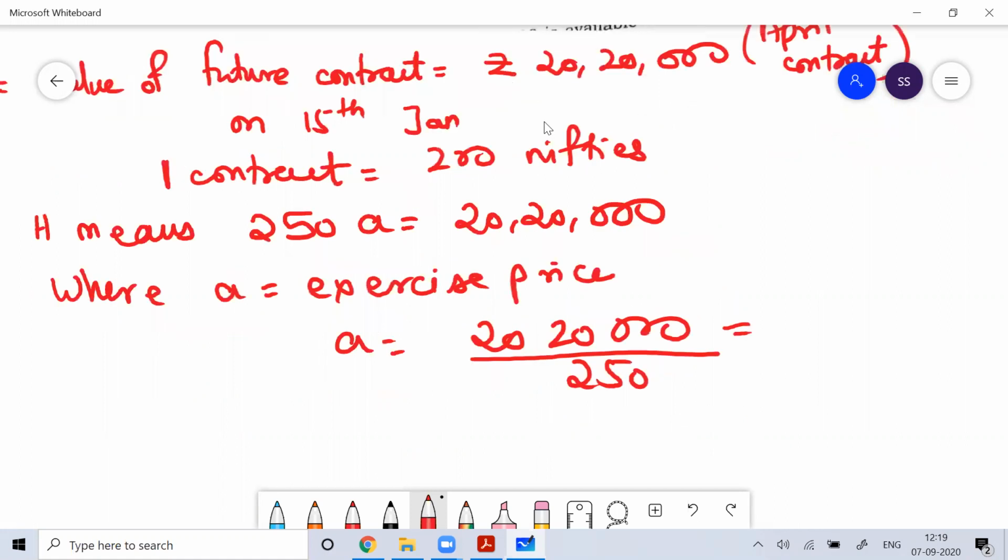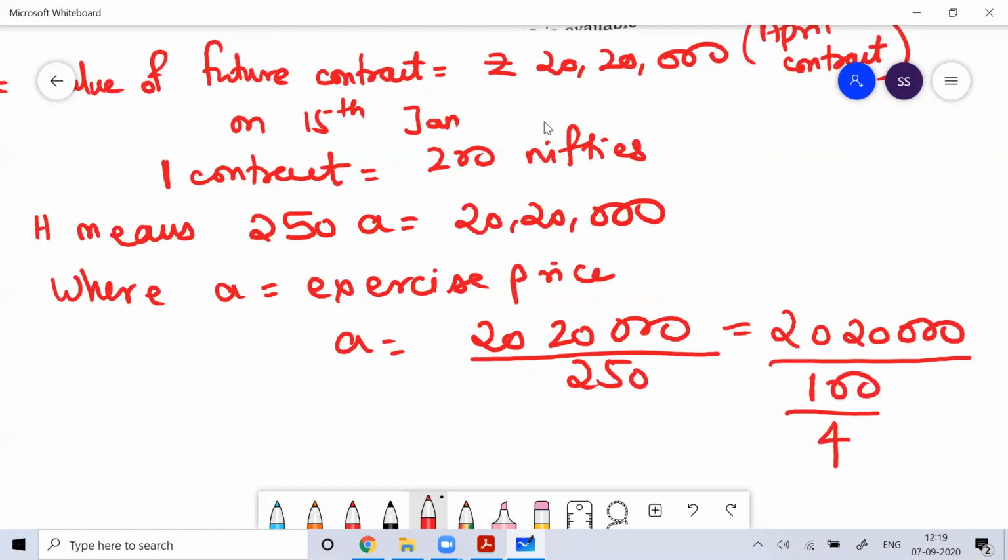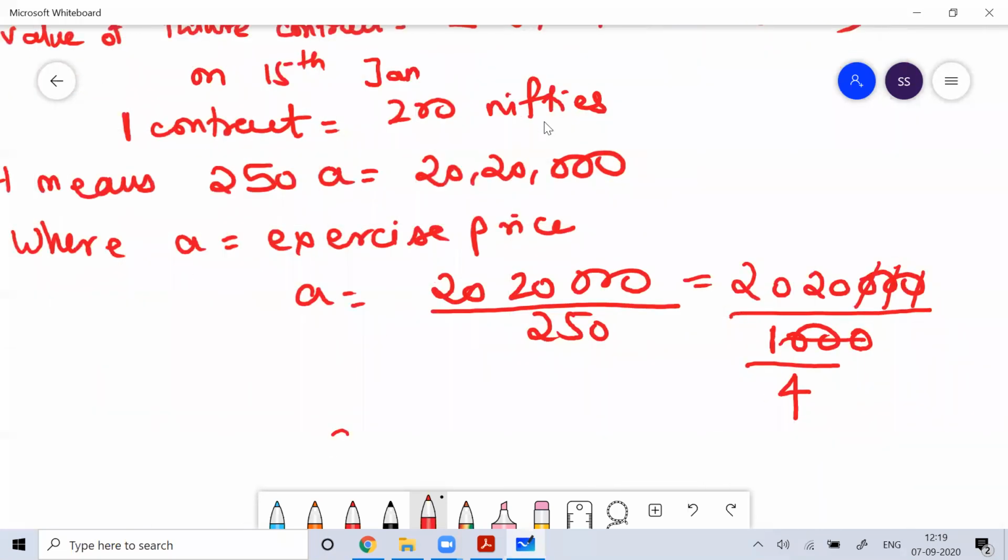So tell me how much you'll get the A value. So this is 25, I can write as 100 by 4. 250 I can write as 1000 by 4. Three zeros I can cancel. Three zeros I cancel. So the value of A you get is 2020 into 4.